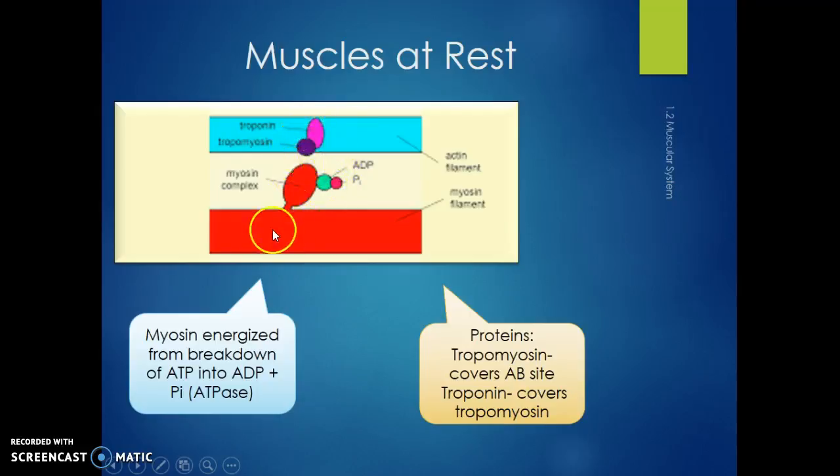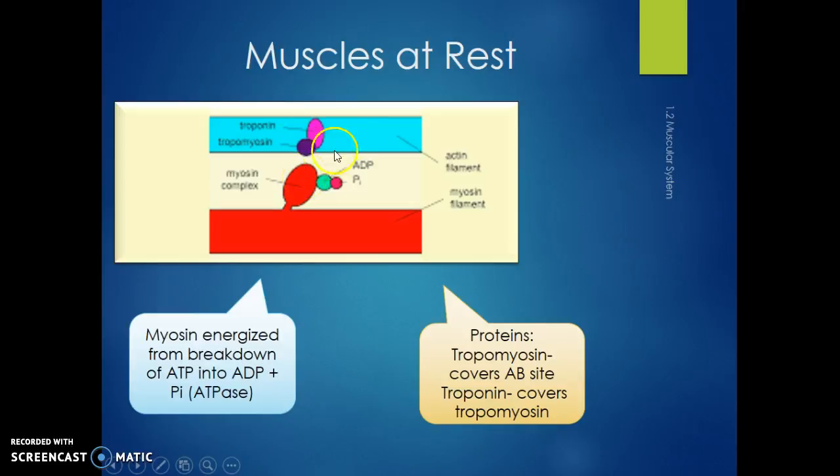The myosin, however, has attached to an ATP, which has been broken down into ADP and a phosphate by ATPase, and this breakdown of ATP releases some energy which the myosin takes up in order to be energized for when a muscle contraction needs to take place so that it can attach to the actin.